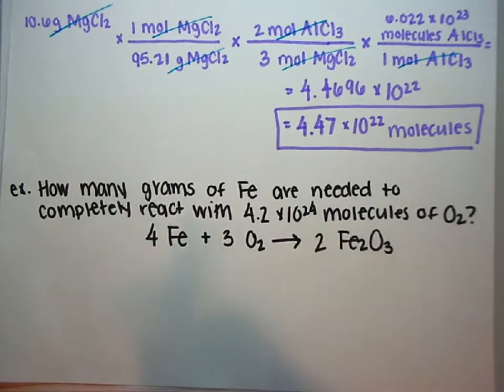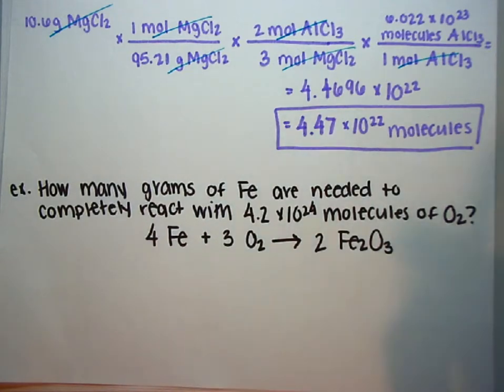All right, so for this problem, we have a certain amount of oxygen, and we want to know how many grams of iron are needed to completely react with all of the oxygen. It's like saying 2 pieces of bread plus 1 piece of cheese makes a grilled cheese sandwich. If I have 8 pieces of bread, how many pieces of cheese do I need to make all of our sandwiches to use up all of that bread?